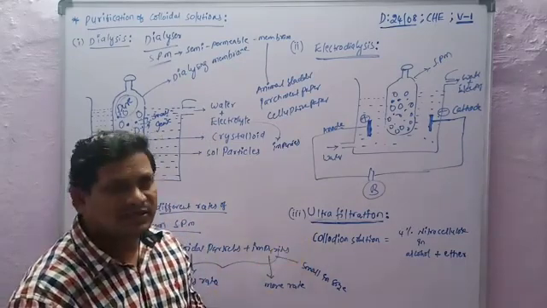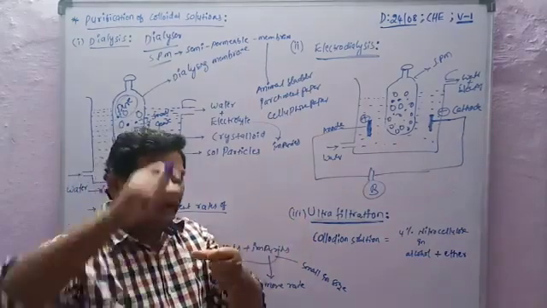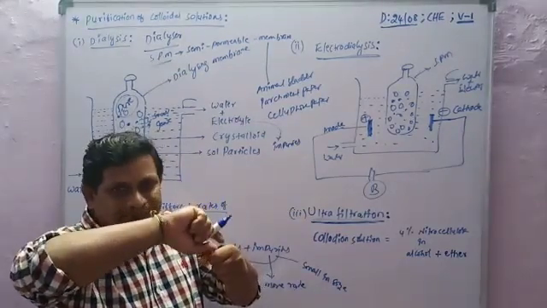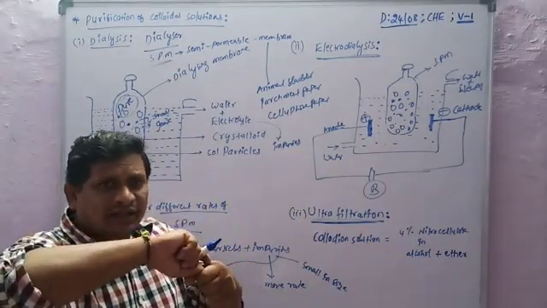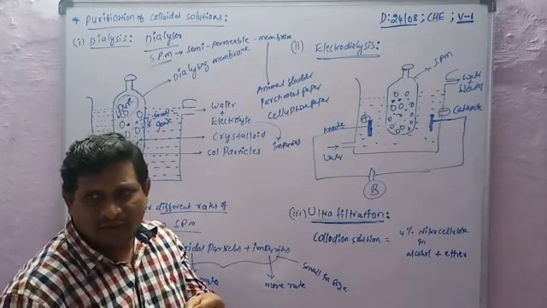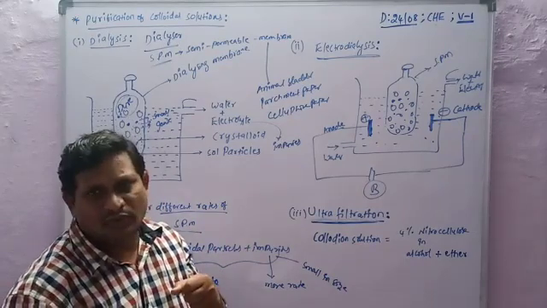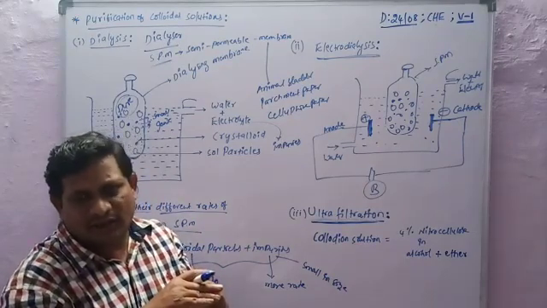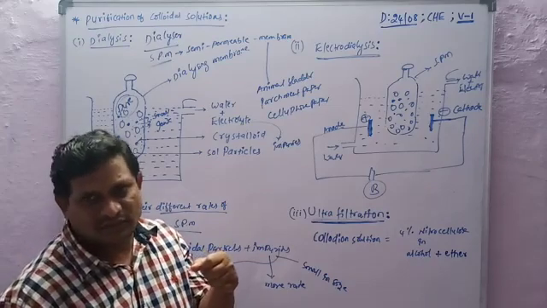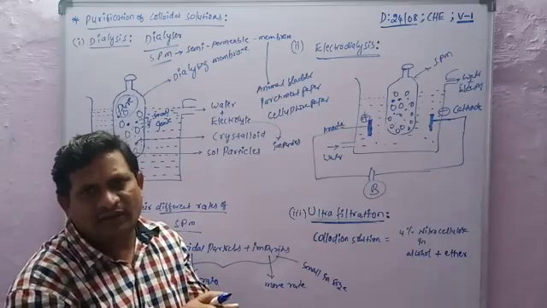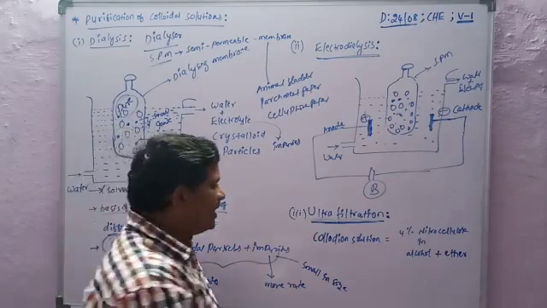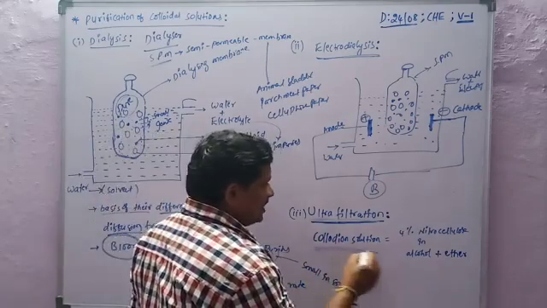Using these filter papers, the colloidal solution is passed through the ultrafilter. It prevents the passage of either the colloidal particles or the impurities. If it prevents the colloidal particles, the impurities pass out. If it prevents the impurities, the colloidal solution passes out. This is purification.